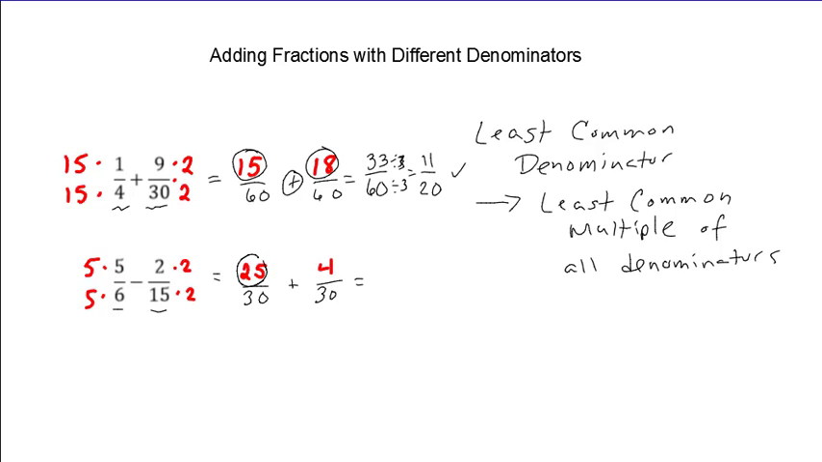So 25. This is actually, I apologize, a subtraction problem. Okay, glad I caught that. So 25 minus 4 is equal to 21 out of 30. Again, we can reduce this. I can divide the top and the bottom by 3, and I get 7 out of 10 as the answer.